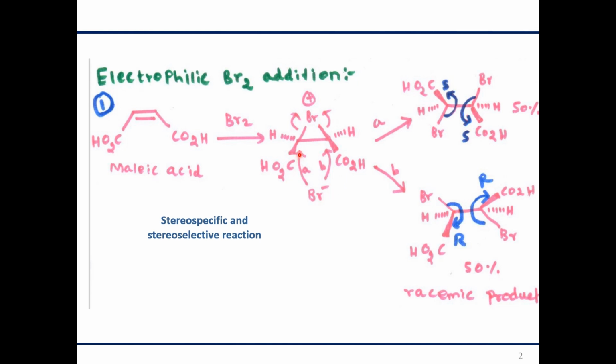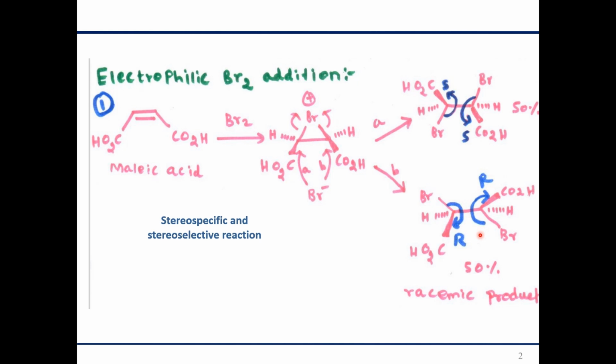When attack happens on the A carbon, the corresponding stereoisomer forms for 50%, which has S and S configuration. When attack happens on the B carbon, the corresponding stereoisomer forms which has R and R configuration. Now you see both are enantiomers, and a racemic product is forming from this reaction.